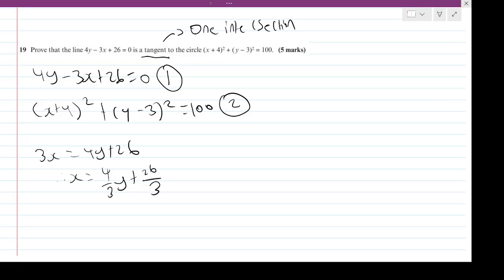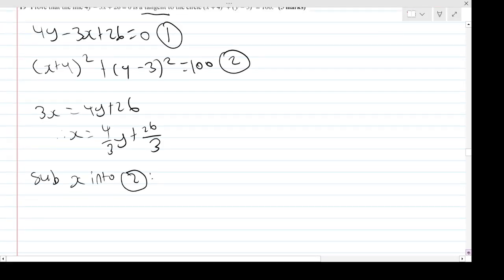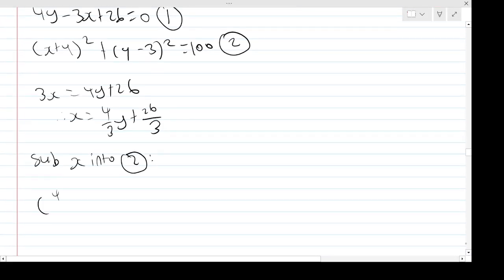So we just have to deal with some fractions. But yeah, that's rearranged. So I can substitute that x into the second equation, the equation of the circle. So I'm going to say sub x into 2. And here we go. So firstly, we have x plus 4 squared, where x is 4/3 y plus 26 over 3, and then we add 4, all squared.